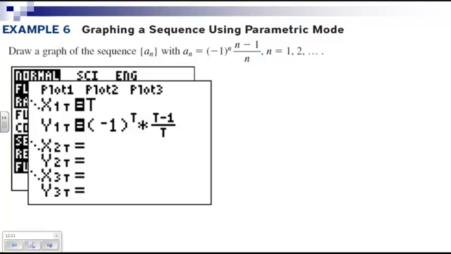Now in this case, my x is going to act like my subscript. And then in the y equals mode, we're going to put the formula for the nth term. And I'm a big fan of the new fraction mode. I really like the ability to write this t minus 1 over t. How do you do that?